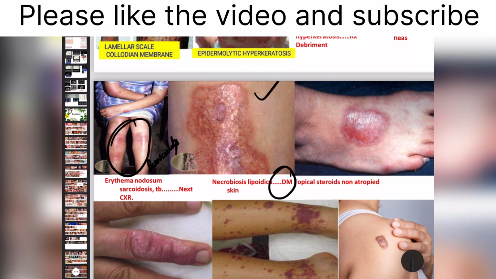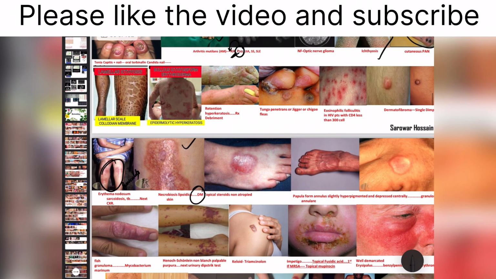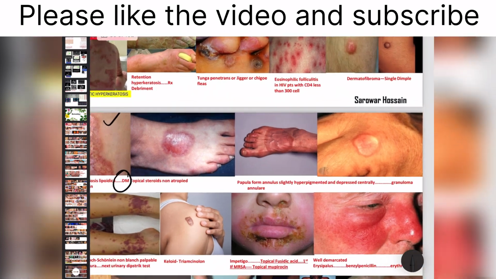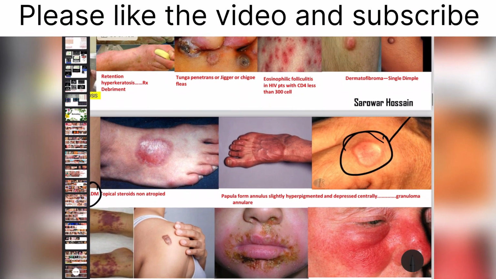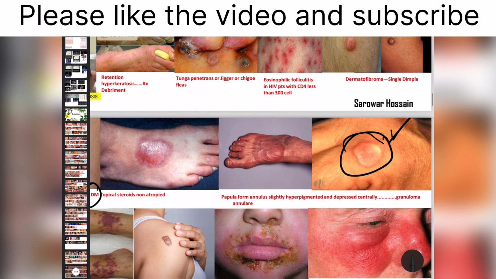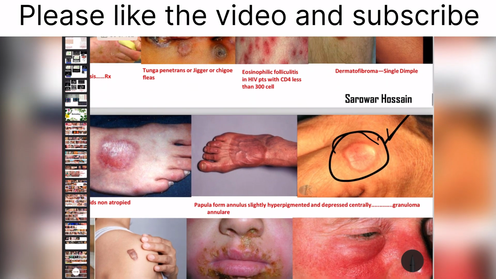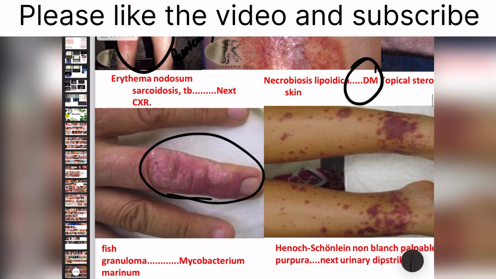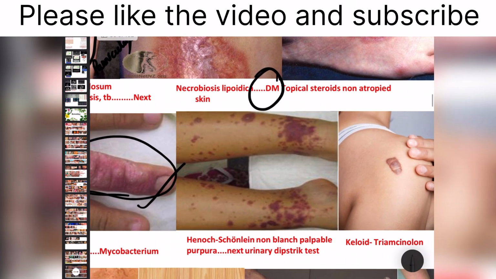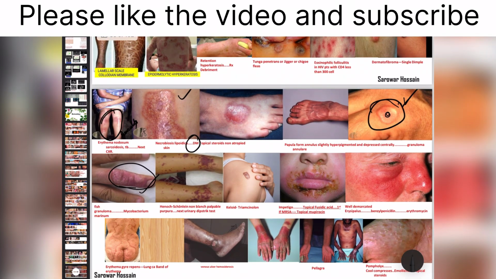This is necrobiosis lipoidica. It is seen in patients with diabetes. You have to treat it with topical steroids. Okay. Then this is granuloma annulare. This is also a skin condition seen in diabetic patients. There will be central depression and peripherally it will be hyperpigmented. This is fish tank granuloma. This is Mycobacterium marinum infection.